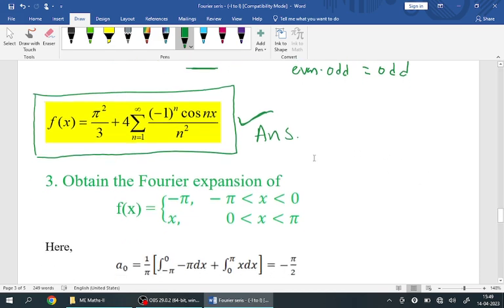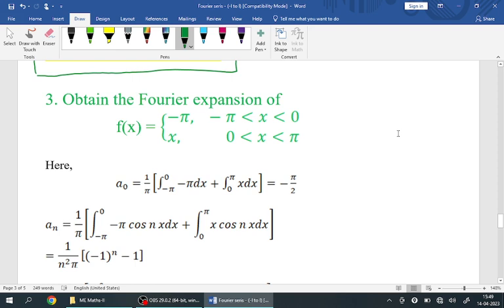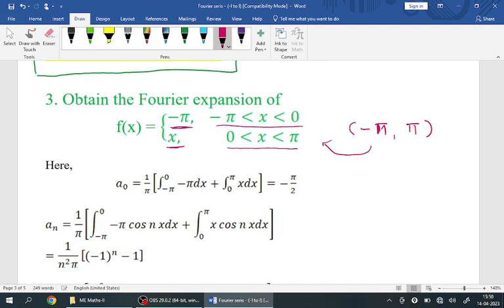Now come to the third example. The third example, now see the difference. The difference is the function is different on different intervals. It is minus pi on the interval minus pi to 0, and it is x on the interval 0 to pi. So the complete interval is actually minus pi to pi only. On the interval minus pi to pi the function is given, but on minus pi to 0 it is just minus pi, and on 0 to pi it is x there.